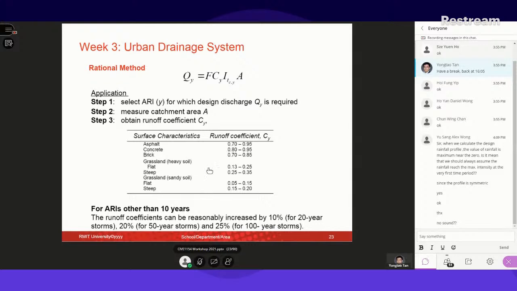For the grassland, you can see that they have a lower runoff coefficient. That means most of the water is absorbed by the soil, so only a small percentage becomes surface runoff. So this is the runoff coefficient. And also for the ARI, other than 10 years, the runoff coefficient can be increased. For example, for 20-year ARI, increase 10%. For 50-year storm, increase 20%. For 100, normally increase 25%.